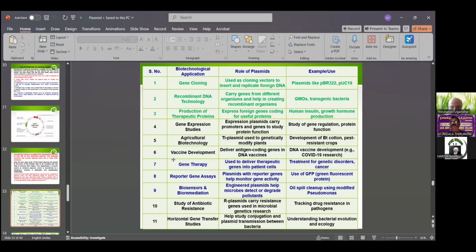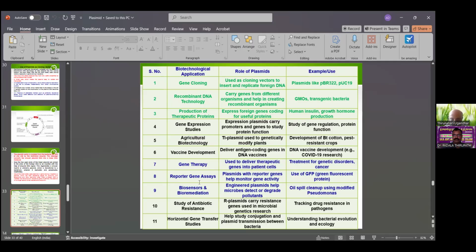Then the sixth one, vaccine development: delivery of antigen-coding genes for DNA vaccines, such as developing COVID-19 vaccines. Three years ago, our Telangana biotech institution released a COVID-19 vaccine, which is called vaccine development and depends on knowledge of biotechnology. The seventh one, gene therapy, used to deliver therapeutic genes into patient cells for treatment of genetic disorders and cancer. Cancer diseases are also treated with the help of plasmid vectors.